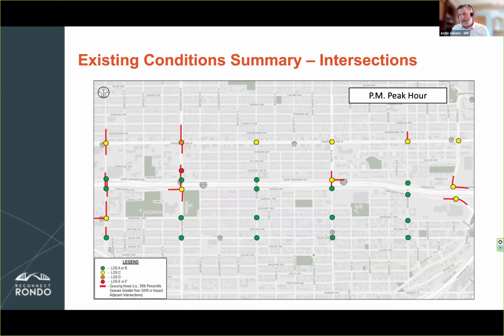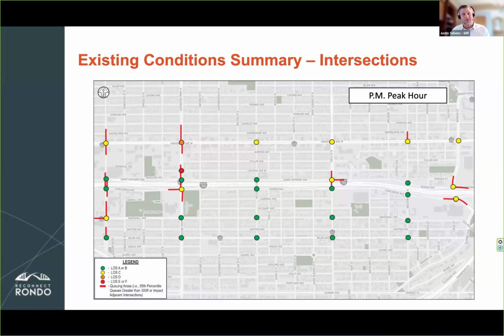The first slide was the AM peak, so shifting to the PM peak now. We do see additional locations. We start to have some orange circles pop up, which is level of service D. We have a few extra of those red lines that start popping up on here, so we have some additional queuing issues. From a traffic standpoint, this is pretty consistent with what we expect to see as you look at the AM peak versus a PM peak.